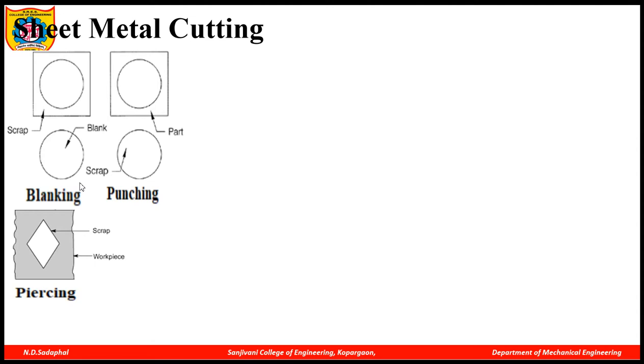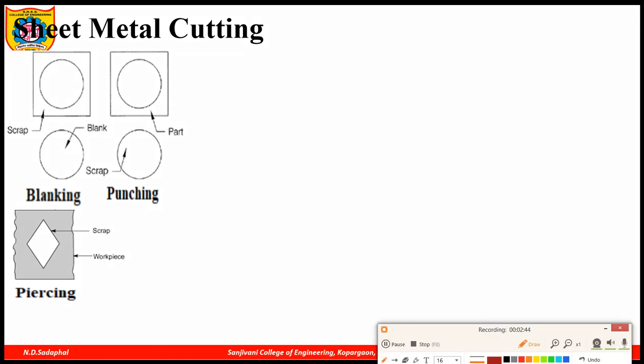First is blanking. What is meant by blanking? Here two processes are shown: one is blanking and the second is punching. There is a sheet metal here, and from this sheet metal a circular part is removed. Here also a circular part is removed from the sheet metal.